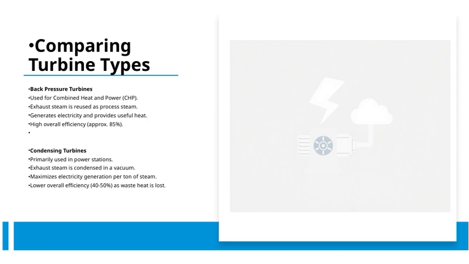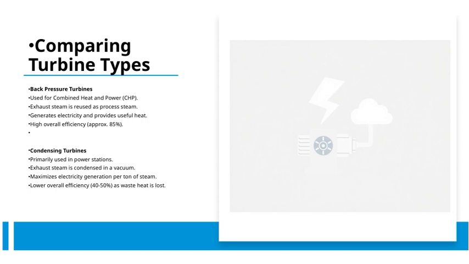On the other hand, we have condensing turbines, which are primarily found in power stations. These turbines work by condensing the exhaust steam in a vacuum, which maximizes the amount of electricity generated from each ton of steam. However, because they don't utilize waste heat for other purposes, their overall efficiency tends to be lower, typically between 40 and 50%. They are optimized purely for electricity production, making them ideal for large-scale power generation.